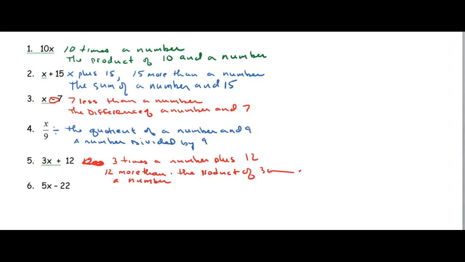Alright, but there's more ways you can write that one. You can say 12 more than 3 times a number. Now the next one is very similar, but we're subtracting 22. So one way to write it is 22 less than 5 times a number. Or, and I'm just going to verbally say this, you can say 5x minus 22, or 22 less than the product of 5 and a number. Okay, you can use any one of those.